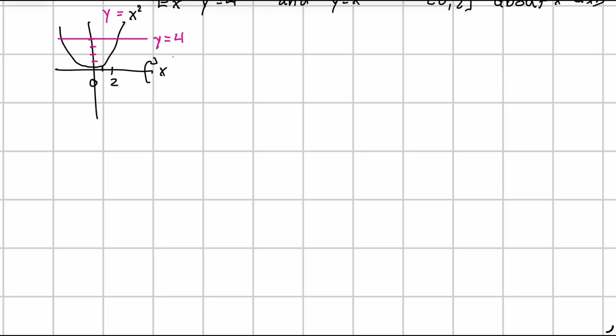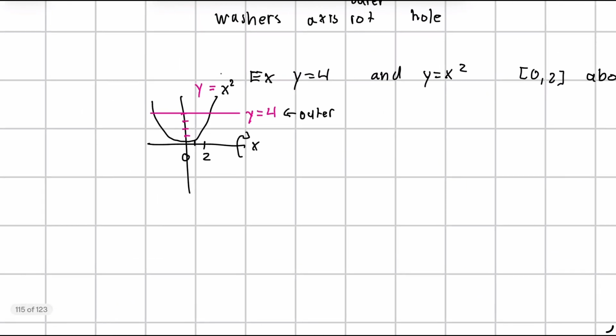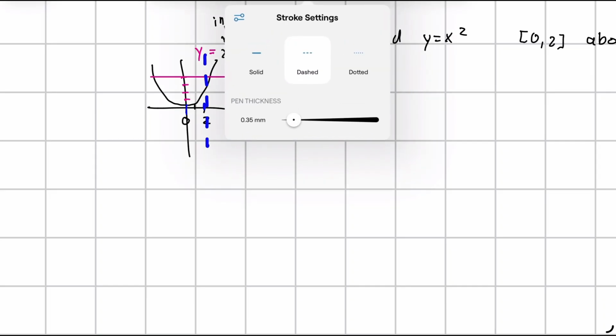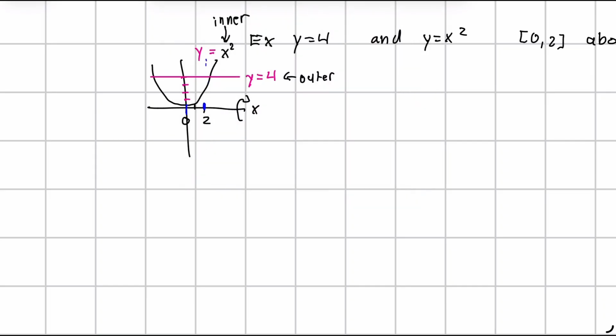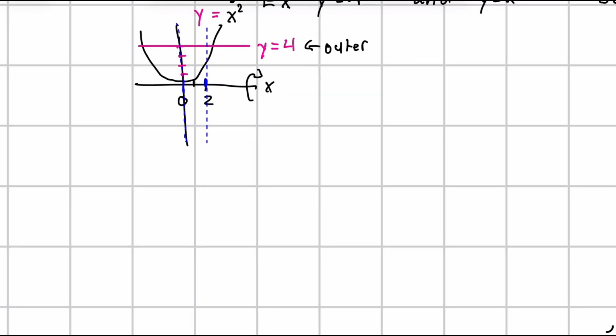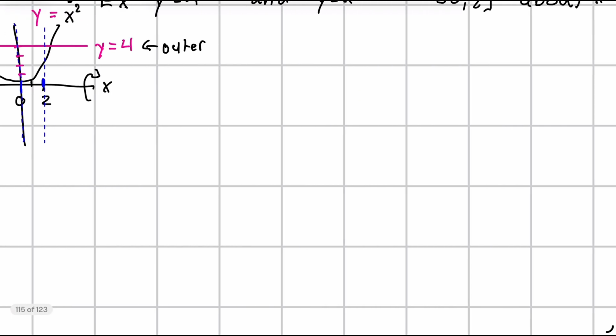Our outer radius, we can see, is going to be 4. R is equal to 4, and our inner radius is going to be x squared, because these are going to be our limits, right? We don't want anything beyond there. Inside of this interval, we can see that y equal to 4 is on top of y equal to x squared, which is why we're using this. So we can set up our integral here.